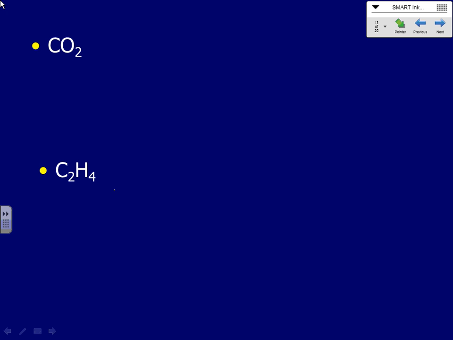Does somebody have a suggestion for the first one? What do we got for CO2? Chanel does. You got one finished. What do you got? Carbon has a double bond. Yep. And they each have, very nice. Checking the octet rule, everybody's got 8. Everybody's happy.